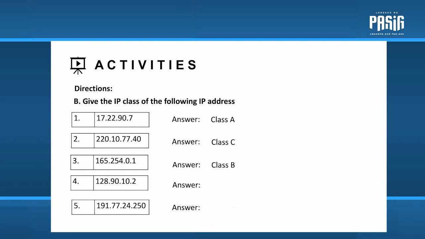Number 4, 128.90.10.2. The answer is Class B. Number 5, 191.77.24.250. The answer is Class B.